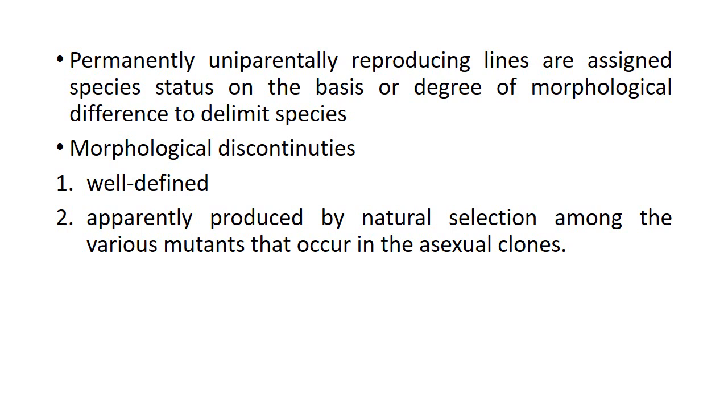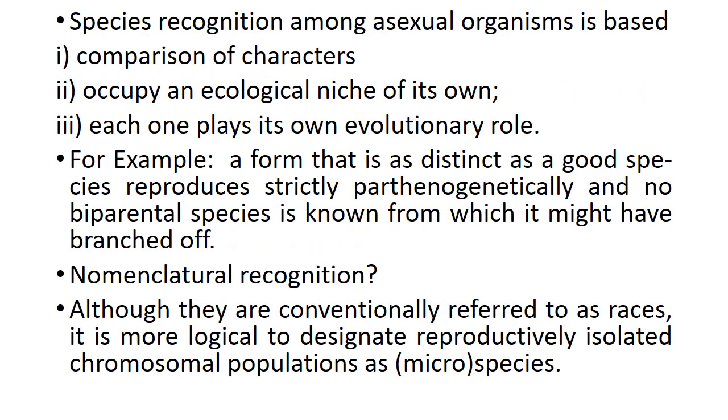The morphological discontinuities or the morphological variations among two different species, which we are going to consider as different species, must be well defined and apparently produced by natural selection among the various mutants that occur in the asexual clone. As it becomes confirmed that different morphs are not polymorphic forms or alternate generations of the same animal, we begin to consider the morphological discontinuities as markers for identification of the species.